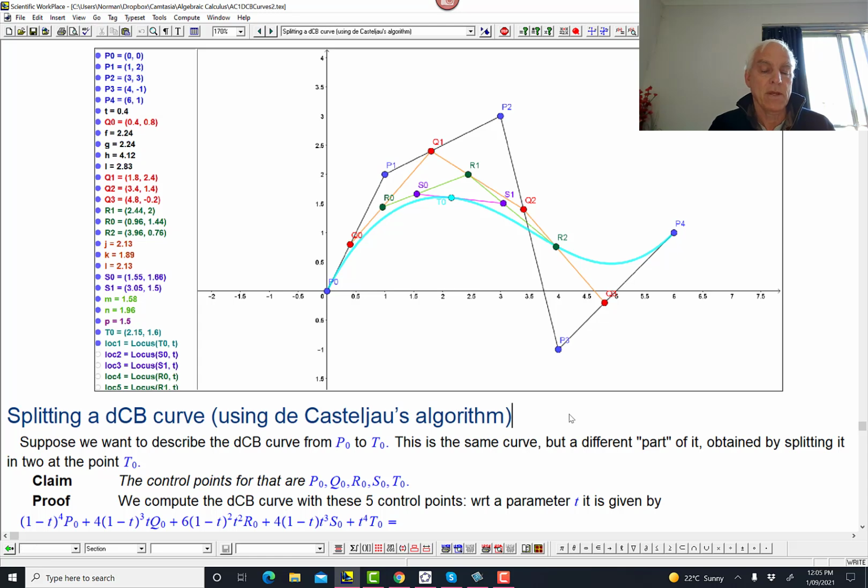Okay. So we've outlined de Casteljau's algorithm for, first of all, calculating a point on the curve. We've explained how to split the curve using de Casteljau's algorithm and to find the control points of a piece of the original dCB curve. Next time, we're going to have a look at this tangent kind of property and talk a little bit about tangency of dCB curves, connect with calculus that way.